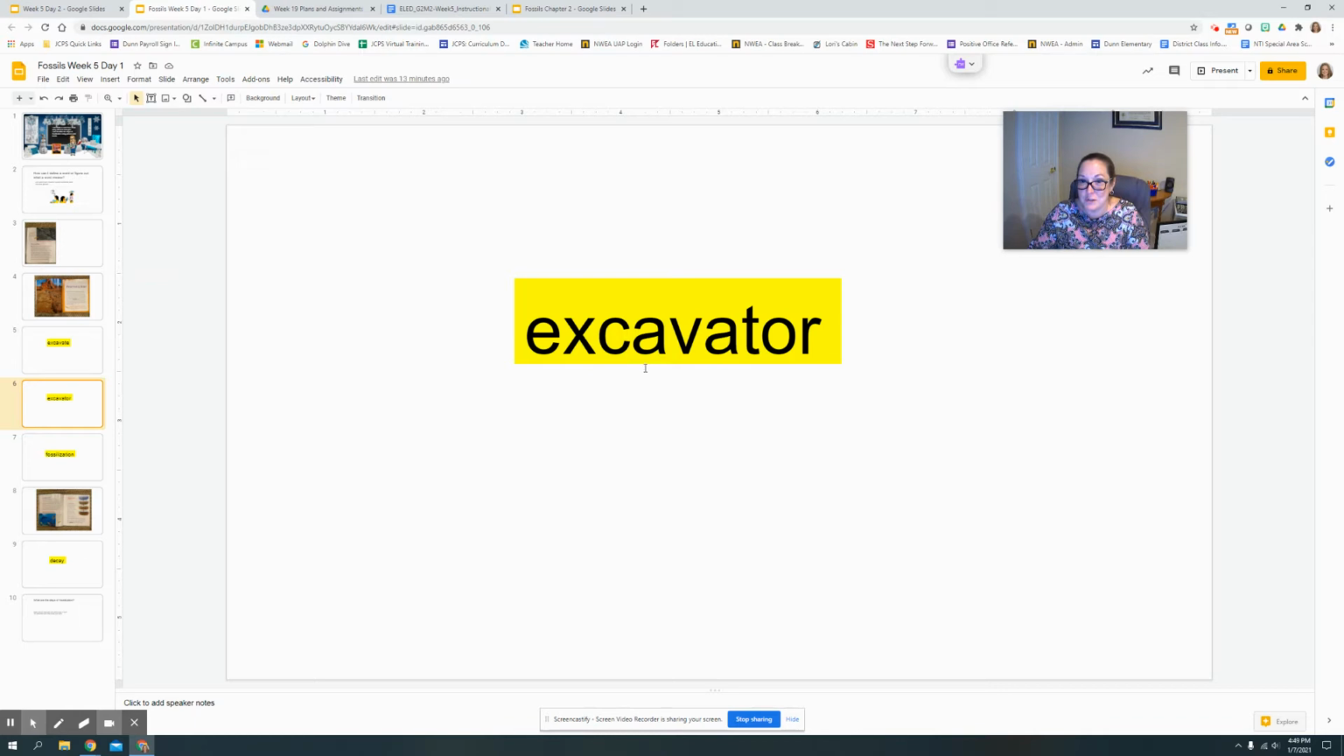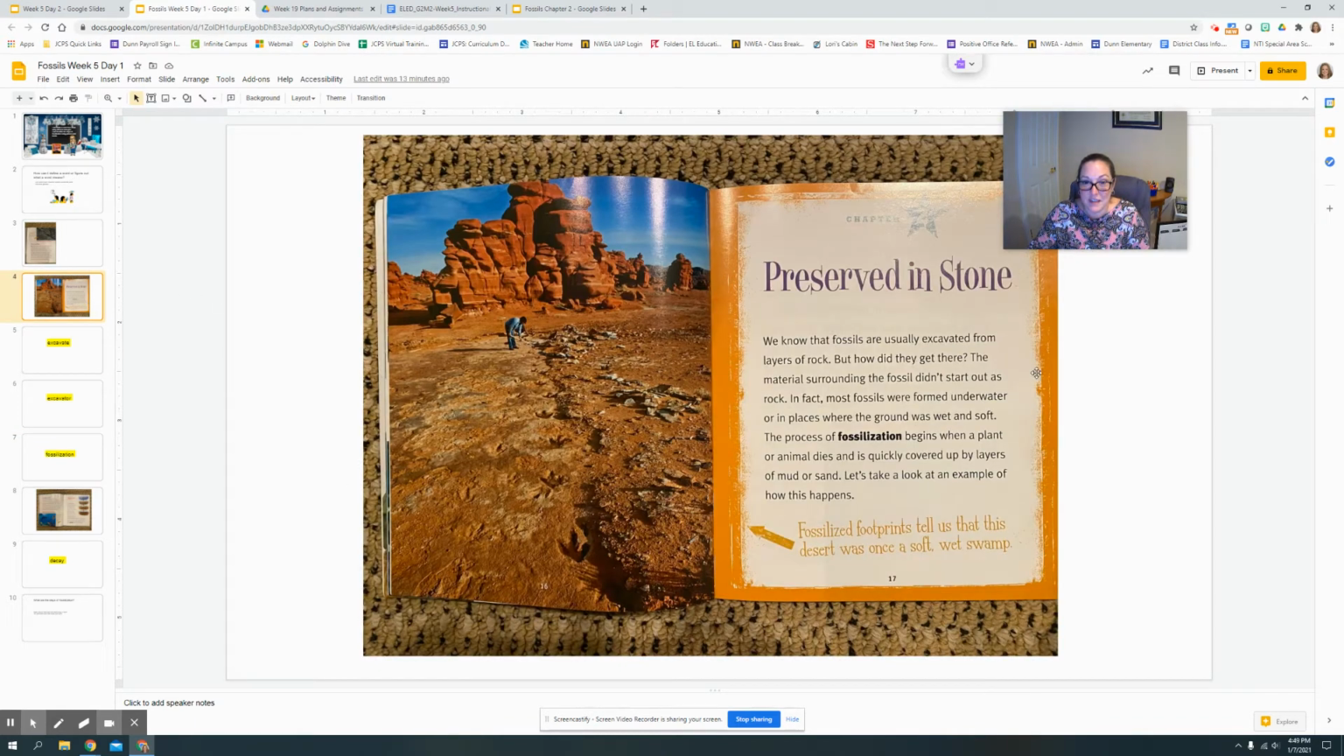Okay, so there's two new words we just figured out. Let's go back to the page. We know fossils are usually excavated from layers of rock, but how did they get there? The materials surrounding the fossil didn't start out as rock. In fact, most fossils were formed underwater or in places where the ground was wet and soft.